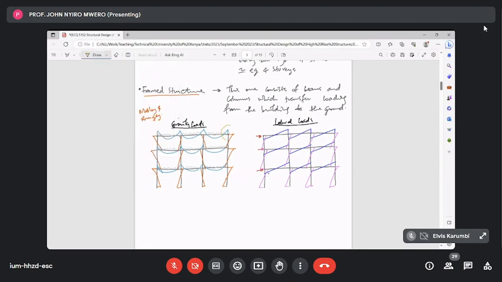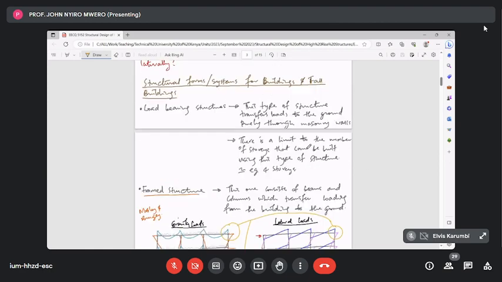Yes, this corner here, we would add this moment to this moment here. Would add design for the sum. Okay, we will look at that a bit better later on. So that is the second type of structural form or structural system that we can use.